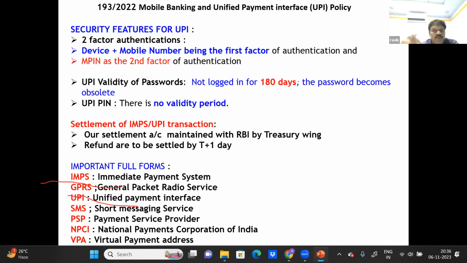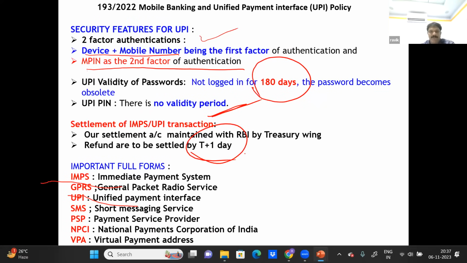Now we will go to UPI security features. Same, two-factor authentication: device and mobile number. Then MPIN as a second factor of authentication they will use. UPI validity of passwords: I told you, if it is not logged in for 180 days, then only the password will become obsolete. UPI PIN also has no validity period. Then settlement: on the settlement account maintained by RBI with the treasury wing, refunds and anything to be settled in T+1 days.